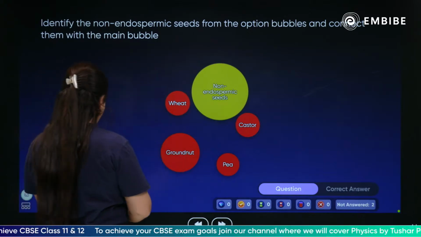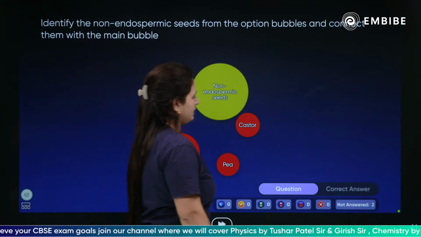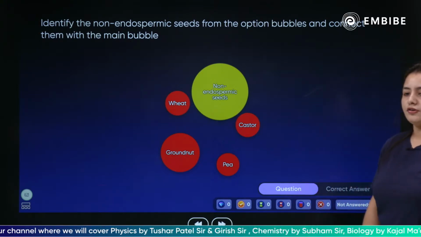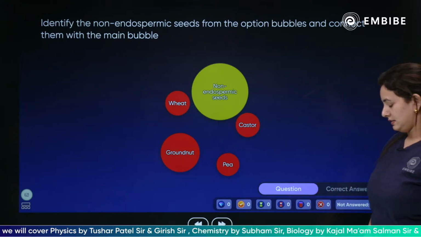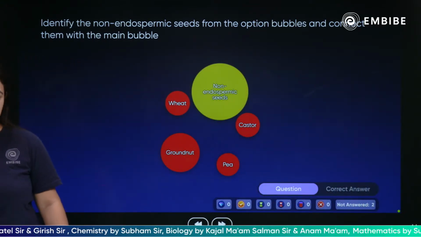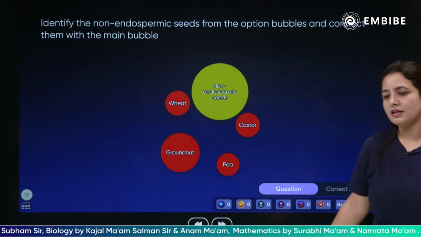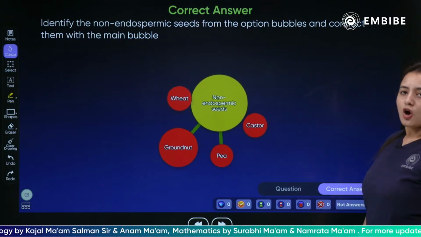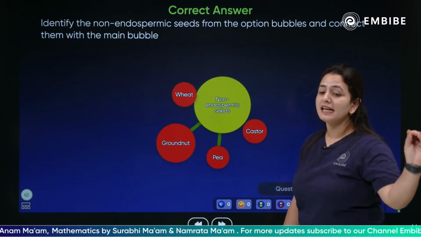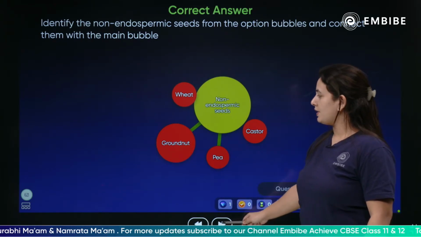What are the examples of non-albuminous seeds? Yes, the correct answer is the groundnut and the pea. They are non-endospermic, ex-albuminous, non-albuminous seeds, in which the endosperm is completely consumed. Yes, moving on to our next topic.